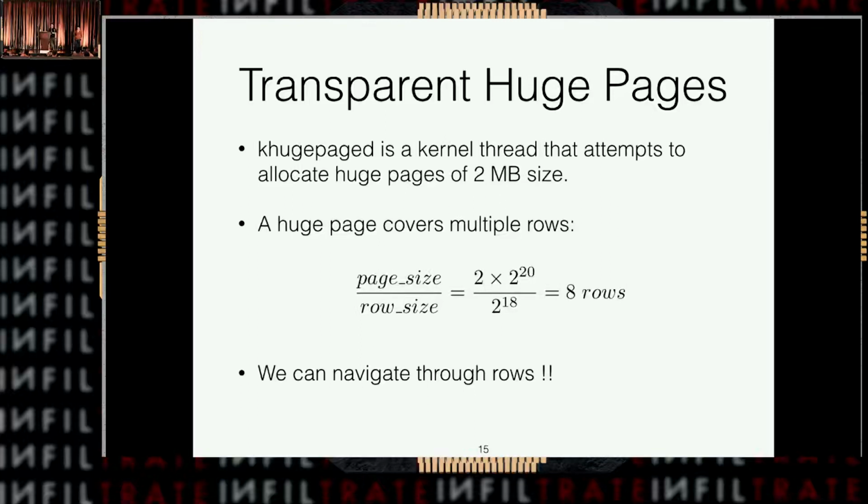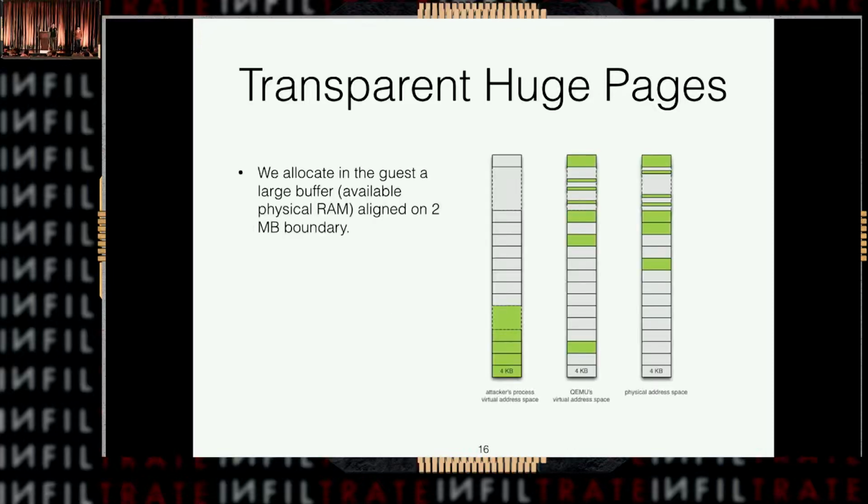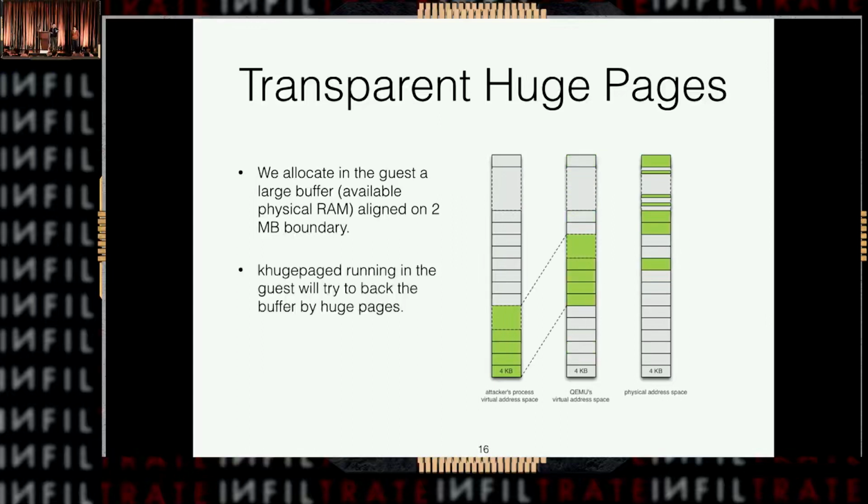So how does this work? In the guest, we allocate a large buffer aligned on a 2 megabyte boundary. Then after some amount of time, the kernel thread running on the guest will try to back our large buffer in the guest with huge pages. And the same goes for the kernel thread running this time on the host, where the QEMU virtual address space will also be backed by huge pages. So this way we can get our large buffer in the guest backed with huge pages in physical memory.